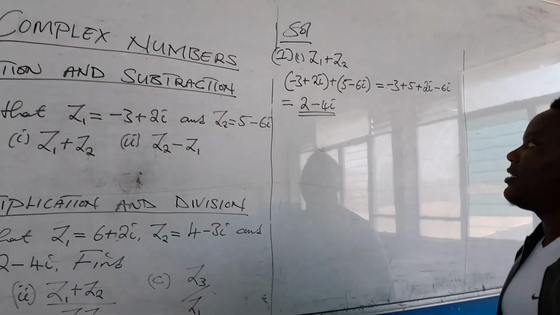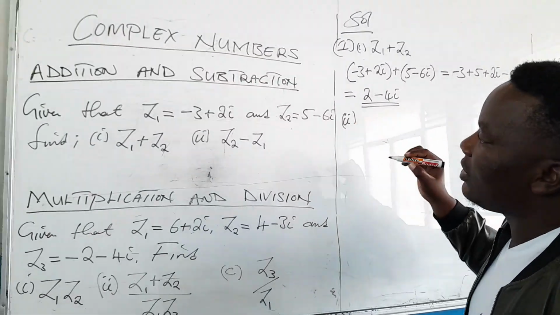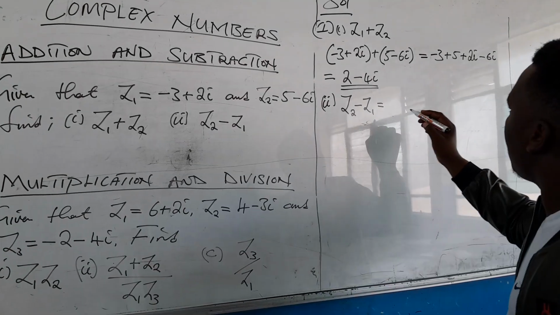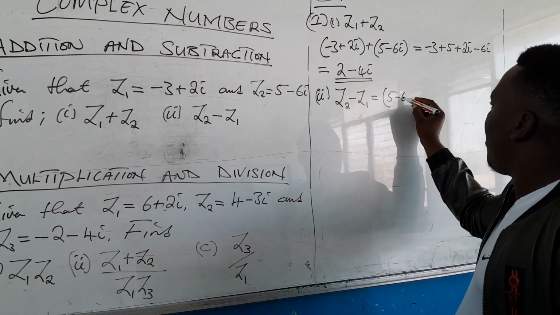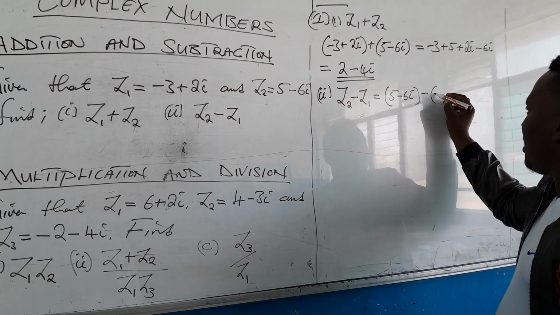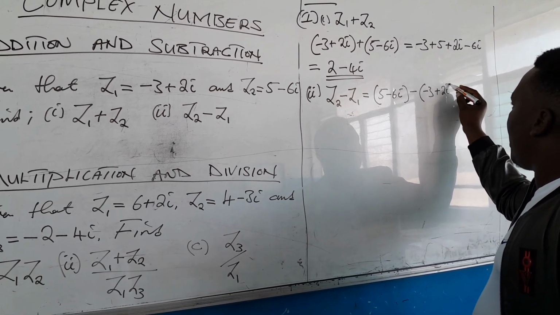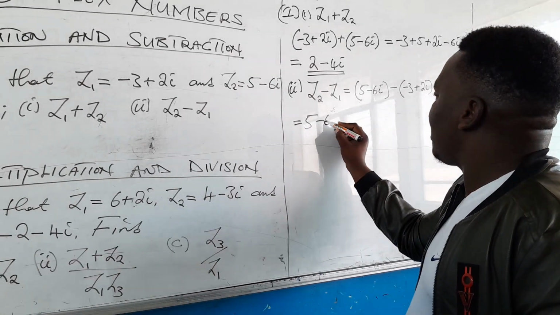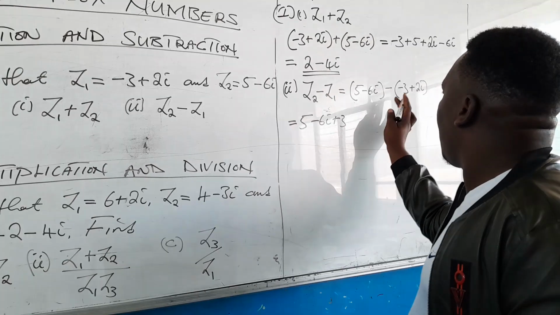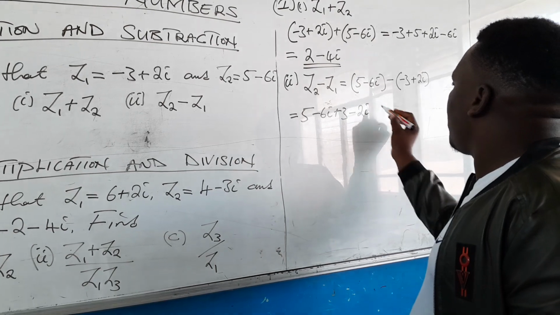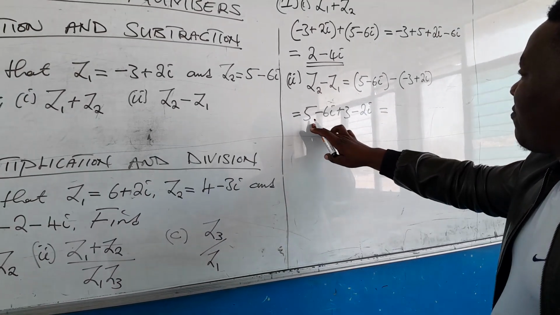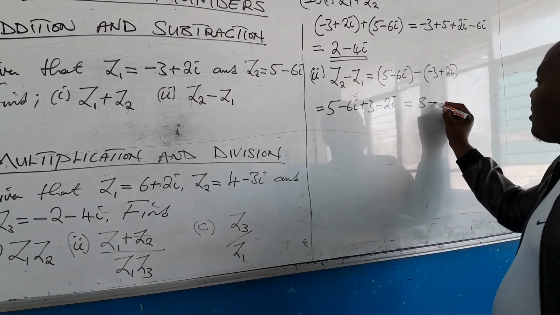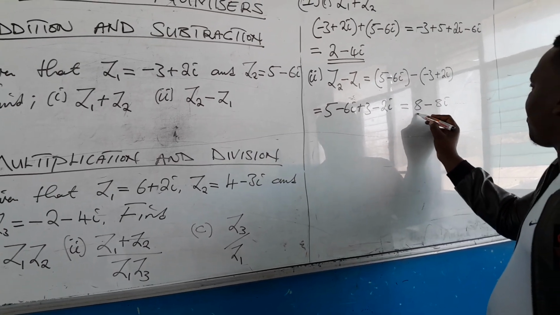Okay, so the second one is Z2 minus Z1, which is equal to, our Z2 is 5 minus 6i. We subtract negative 3 plus 2i. Okay, so if we open that bracket, we're going to have 5 minus 6i. This and this is going to be positive 3. This and that is going to be negative 2i. This is equal to 5 plus 3, which is going to give us 8. Negative 6 minus 2 is going to give us negative 8i.